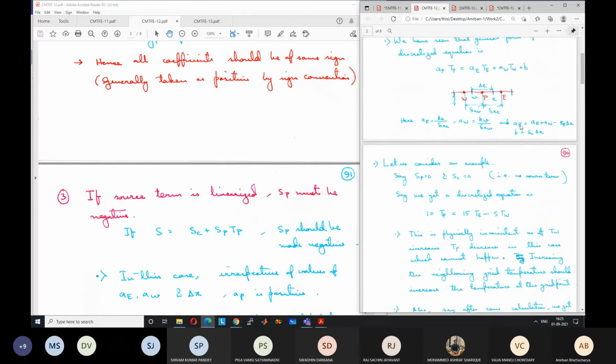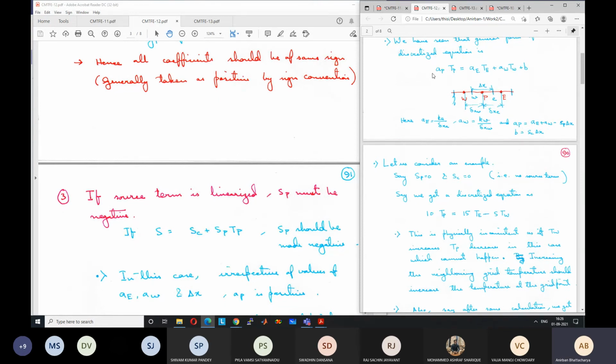AP is equal to AE plus AW minus SP delta X. We do not know what the value of delta X is. Delta X could be very large also, so it is better to remain on the safe side. If we take SP to be negative or 0, then there is no chance that AP is going to be negative. If AE and AW are positive, AP will be positive.